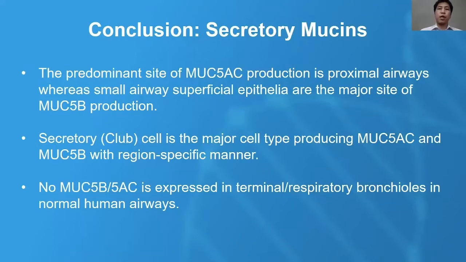So here I'd like to summarize our findings about 5AC and 5B distribution in the normal human airways. Our data demonstrate that small airway is the major site of MUC5B production, whereas proximal airway is the predominant site for MUC5AC production in the lung. So CCSP positive secretory club cells are responsible for 5B and 5AC production in a region-specific manner. Neither secretory mucin is produced in very distal terminal bronchioles.